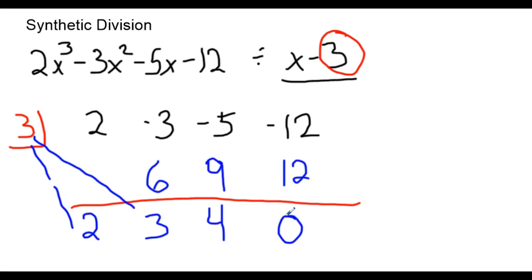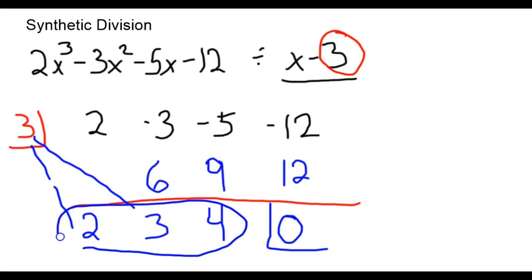So this last number we end up with, that is our remainder, just like we would do if we had polynomial long division. So if that gives us a remainder of 0, now we need to determine what do these numbers at the bottom represent? Okay, because we took 2x cubed minus 3x squared minus 5x minus 12 divided by a linear binomial of x minus 3.